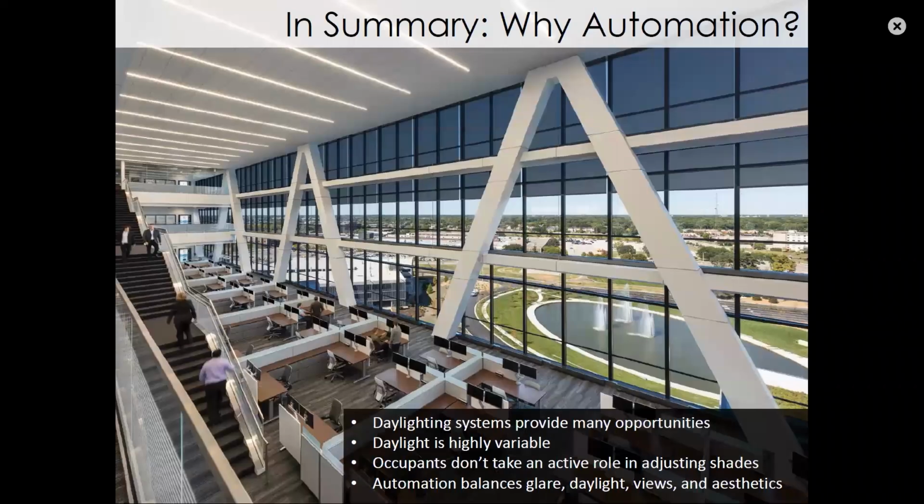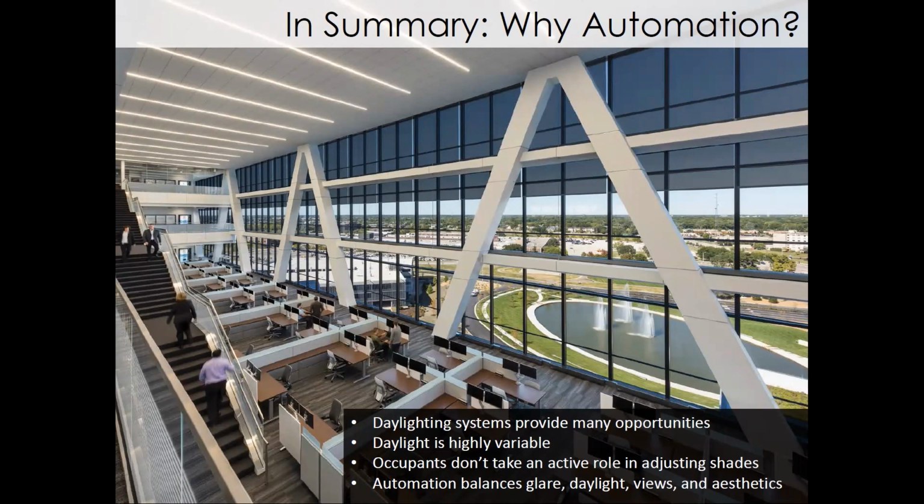So in summary, why automation? Well, we know daylight is highly variable and changes day to day, hour to hour, minute to minute. And daylighting systems can help provide many opportunities to the occupants, such as wellness, energy efficiency, improved aesthetics, and advanced building operations. For the system to be effective, it really needs to account for the obstacles that we talked about, like energy waste and occupant discomfort.